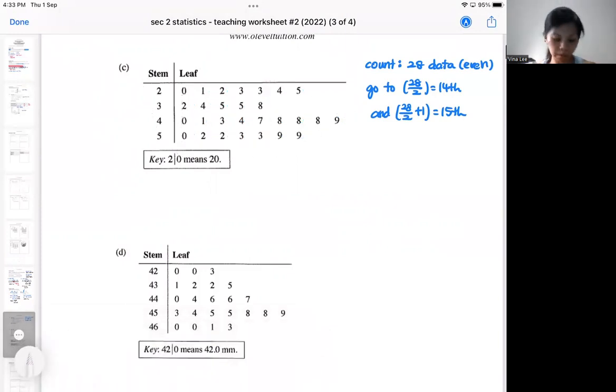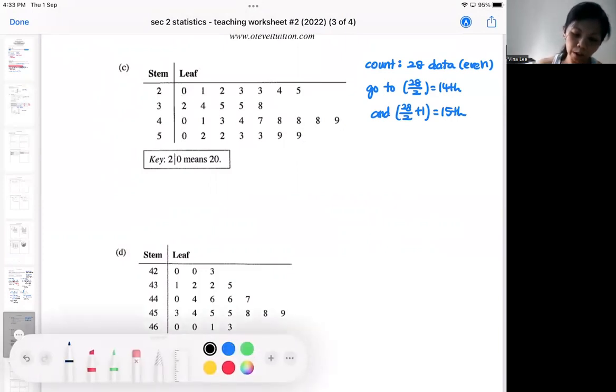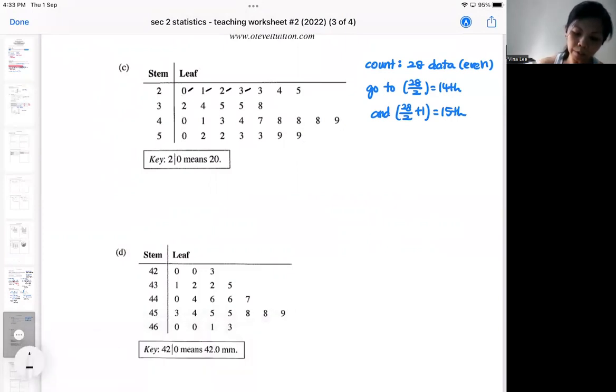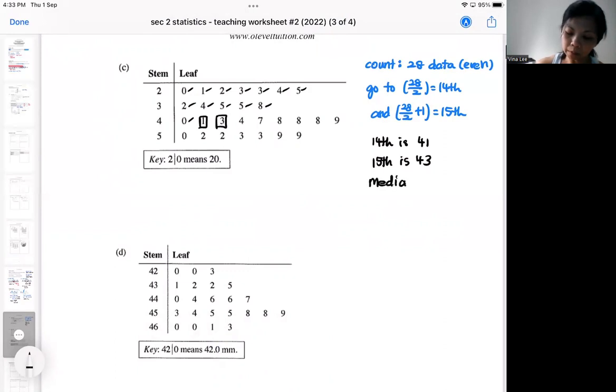So after counting, you realize you keep counting things. So you count 1, 2, 3, 4, 5, 6, 7, 8, 9, 10, 11, 12, 13. So this part is a 13. So this is a 14. So the 14th data is 41. The 15th data is 43. So my median will be 41 plus 43.